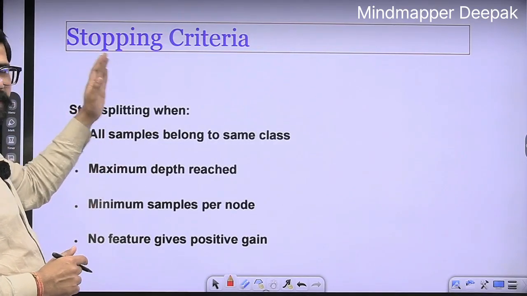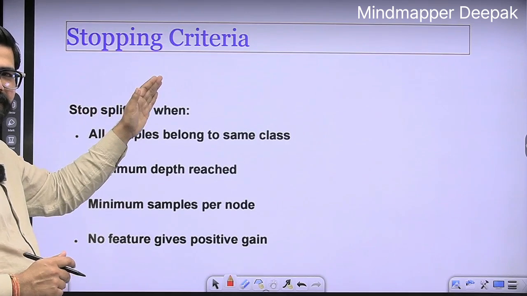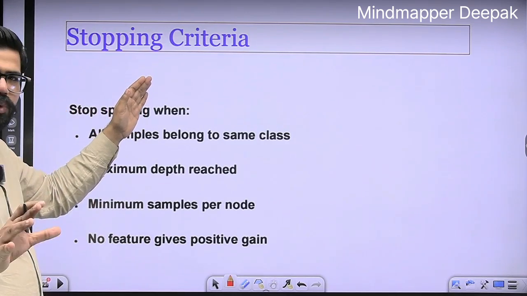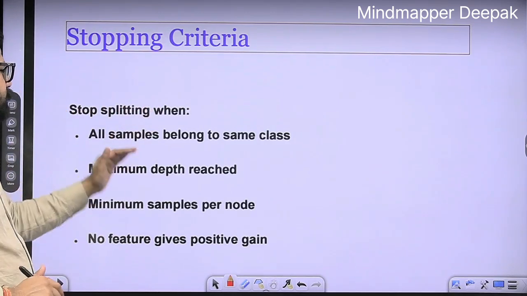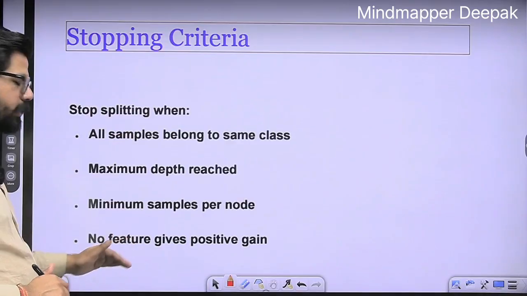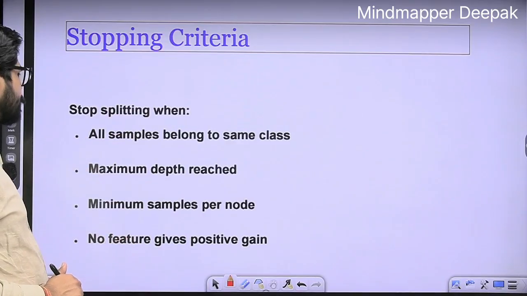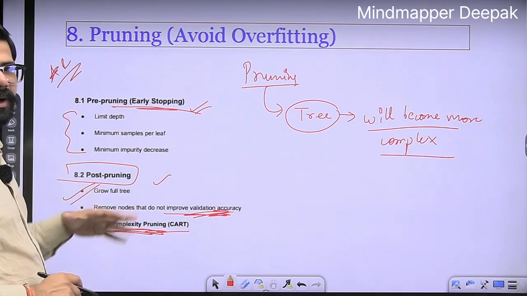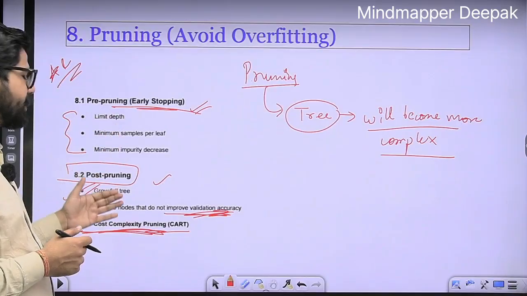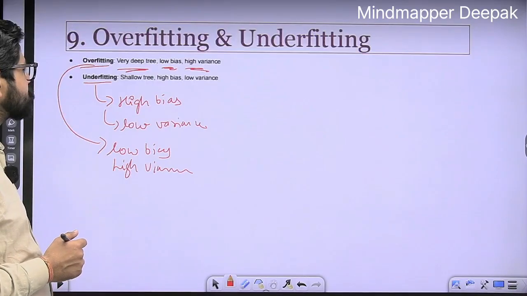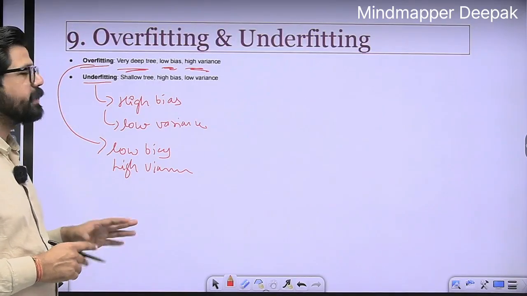There is one more criterion, the stopping criteria. If your tree becomes too large, then stopping criteria will be helpful, to decide when to stop a particular tree. Then pruning: why you require pruning, pre-pruning and post-pruning, we have discussed in this session. After that, at last, overfitting and underfitting.